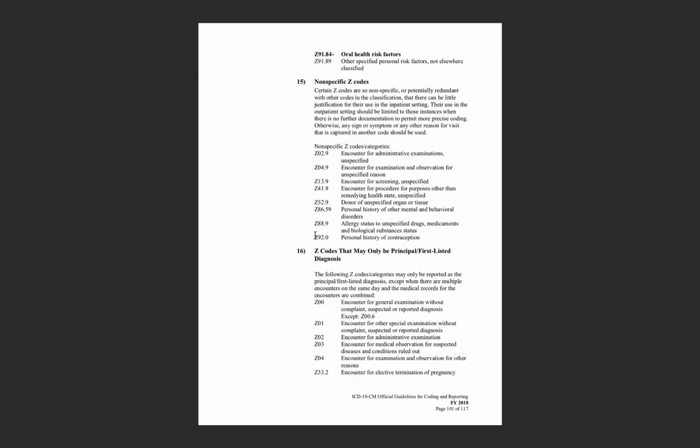Finally, number 16 is important, and I wanted to mention it. This is a list of Z codes that can only be the first listed diagnosis. This is helpful because I have seen on certain tests where they'll ask, what Z code can be listed as primary. Pick the correct answer. So you could just easily come to this list and see if it's on this list.